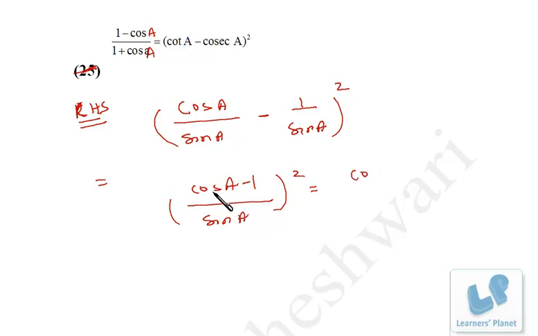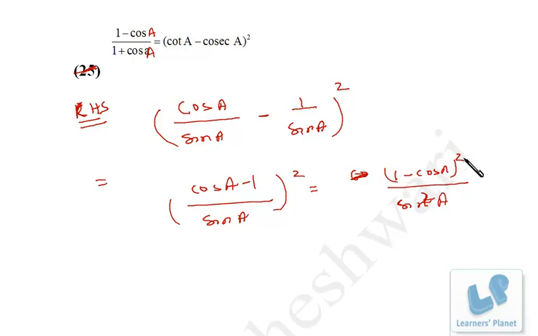Now this is cos A minus 1 whole square, or I can write it as 1 minus cos A whole square by sin square A, right? I put the square over here and in the denominator also. In the numerator, instead of cos A minus 1, I write 1 minus cos A, because the square of 2 and the square of minus 2 are the same, right?